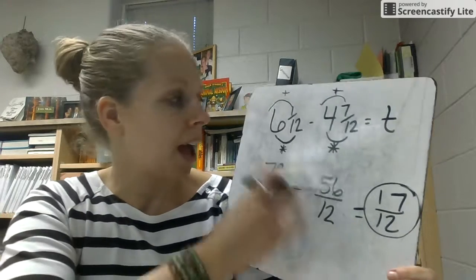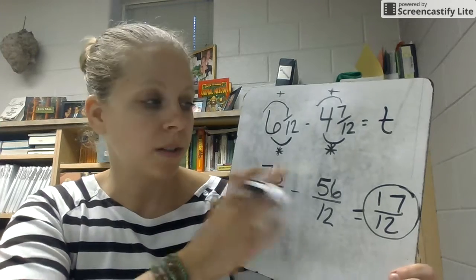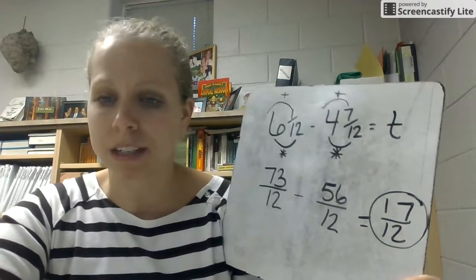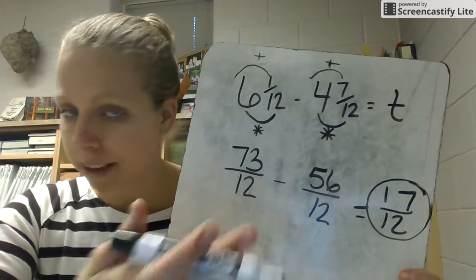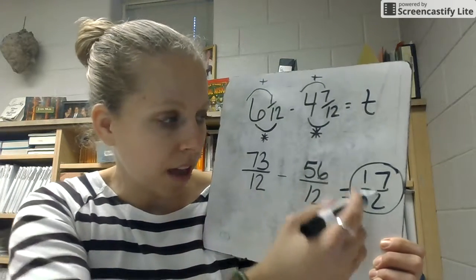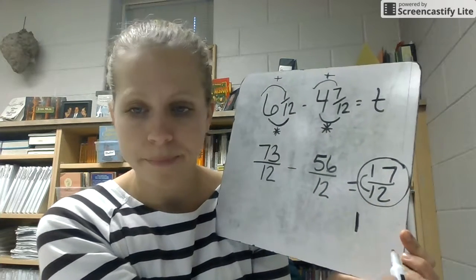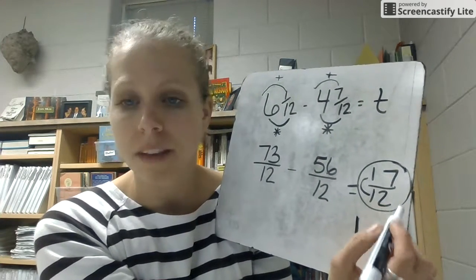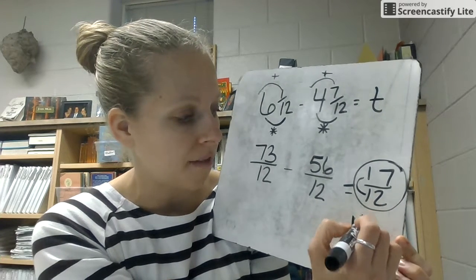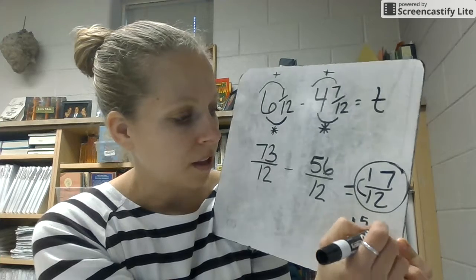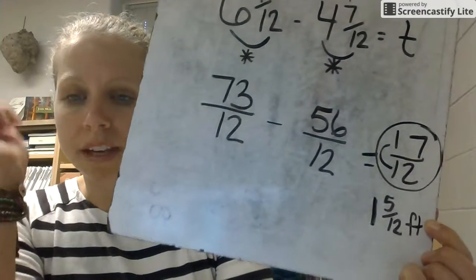Now, the same way that I can put mixed numbers into improper, I can also take improper and change them back into mixed numbers. So if I don't like that answer of 17/12, it is correct, but I can always change it. And all I have to do is say 12 goes into 17 one time, right? 1 times 12 is 12. So from 12 to 17, I have 5 left. And so my answer is 1 5/12 feet taller.